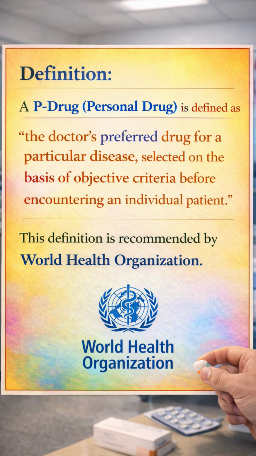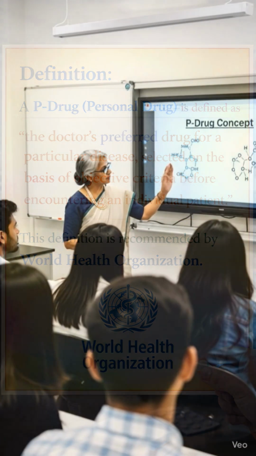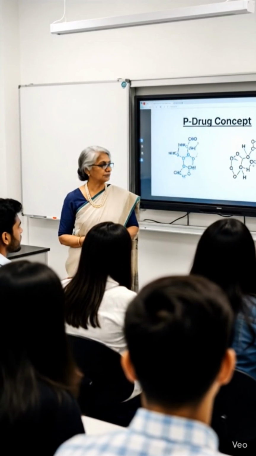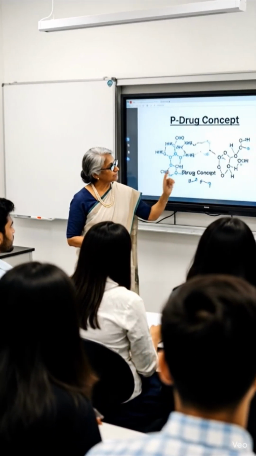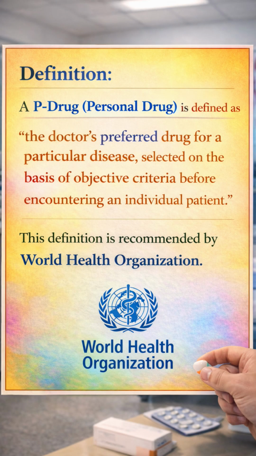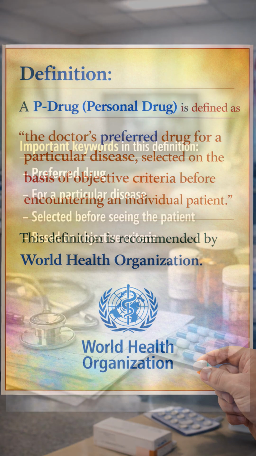Definition: a P-drug, or personal drug, is defined as the doctor's preferred drug for a particular disease, selected on the basis of objective criteria before encountering an individual patient. This definition is recommended by the World Health Organization.